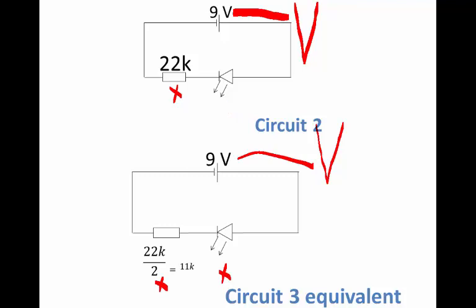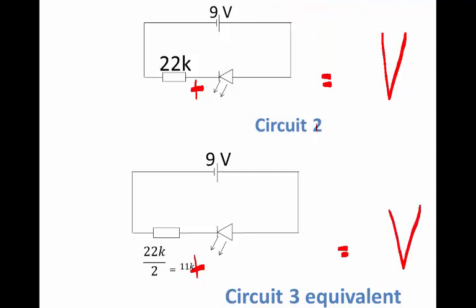So if we were to add the voltage across the 22K with the voltage across the LED here, it must add up to 9 volt. And if we add whatever the potential difference is across the 11K here with that across the LED, it must also add up to 9 volt.